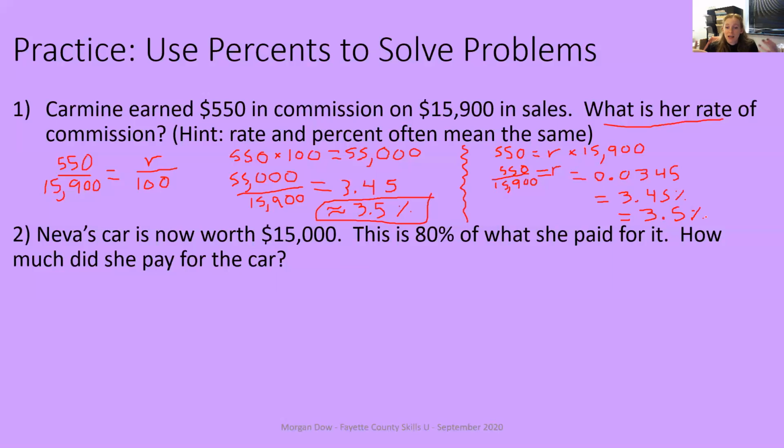So I'm just going to divide. I'm going to do the part divided by the whole. That gives me a decimal, which I then turn into a percent. So once you get the hang of the formula, it can make your calculations a little bit quicker.